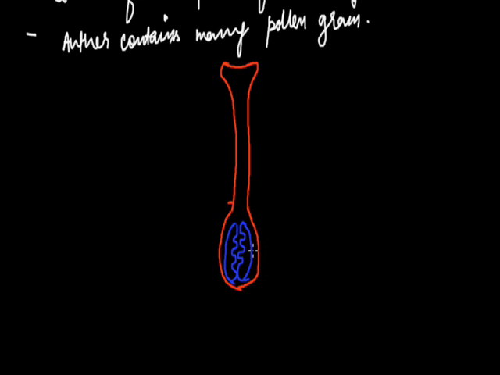Ovule is present, which is known as the female gamete. Now, there are three parts of carpel. First is stigma. This tubular structure is called the style, and this structure is called the ovary.